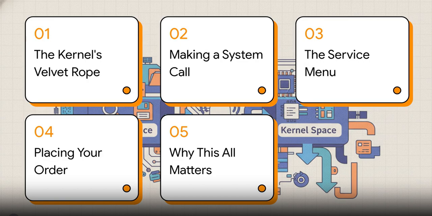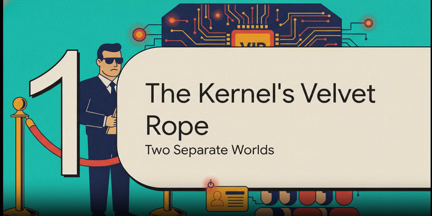So here's our game plan. First, we're going to look at the two separate worlds living inside your computer. Then we'll see how they actually talk to each other. After that, we'll check out the menu of services they can request, look at a few specific orders, and finally, we'll wrap it all up with why this entire system is so incredibly important. Okay, let's dive right in with our first section: the kernel's velvet rope.